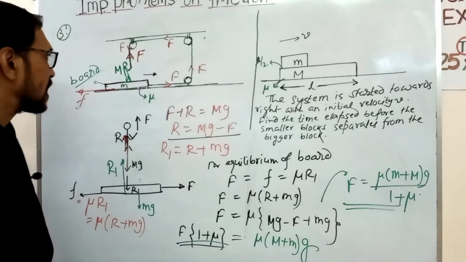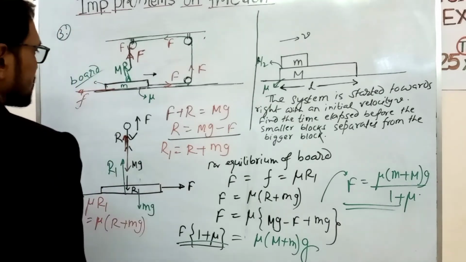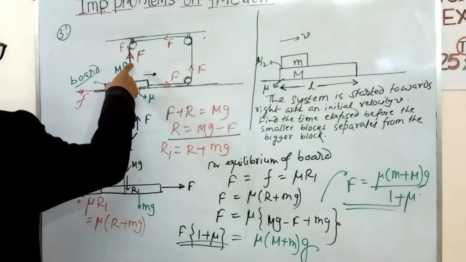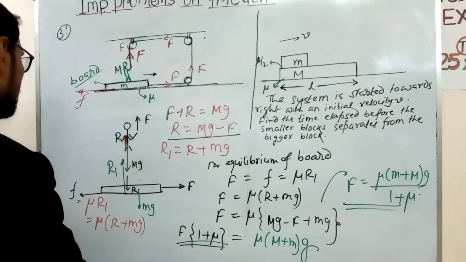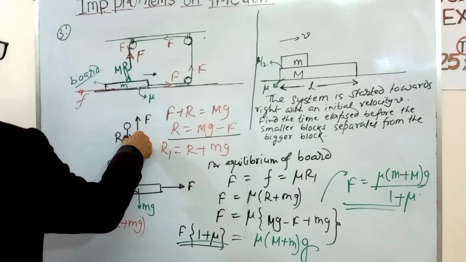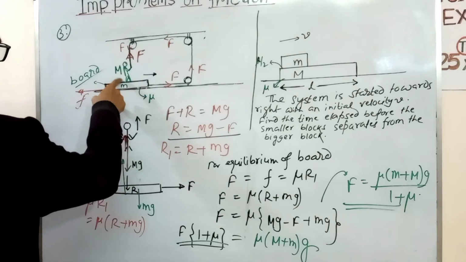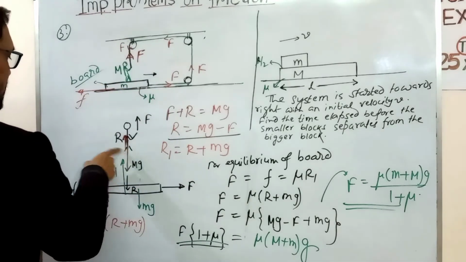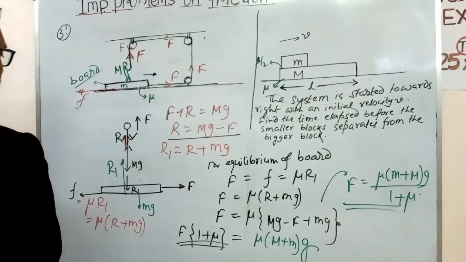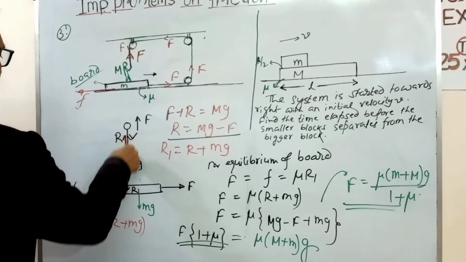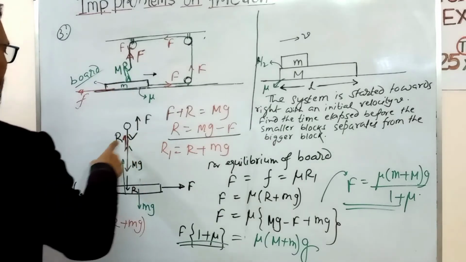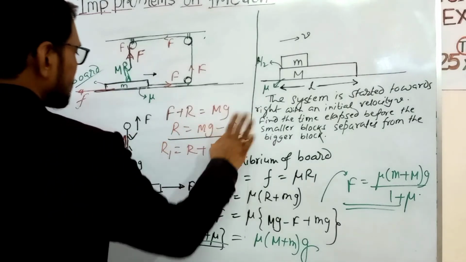So I repeat how we solve the problem. First, draw the free body diagram of each body. If the man exerts the force F on the rope, then what comes? The man is standing on the board, so a reaction comes from the board in this direction, and the weight of the man acts in this direction through the center of gravity. As there is no motion along the vertical direction, F plus R balances the weight. From this we get R equal to this.